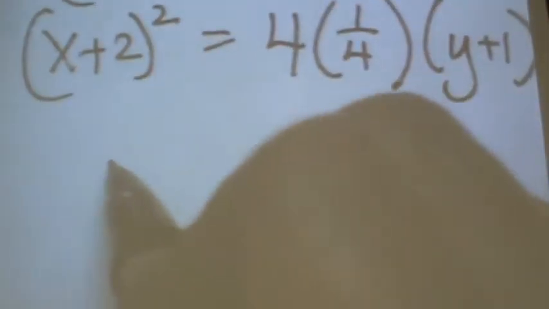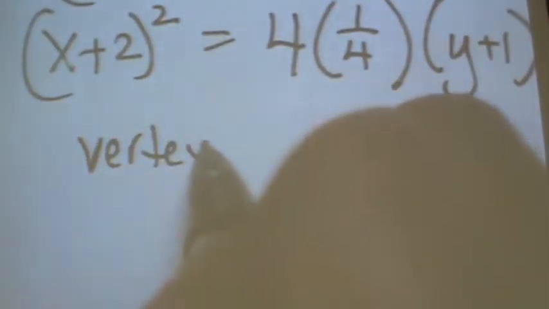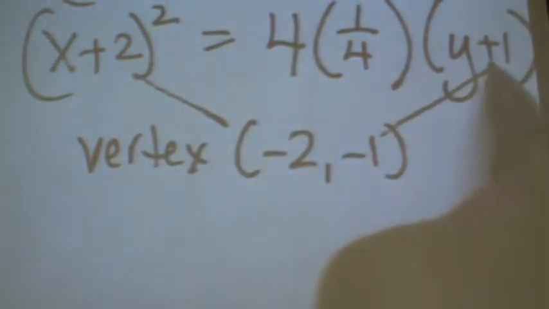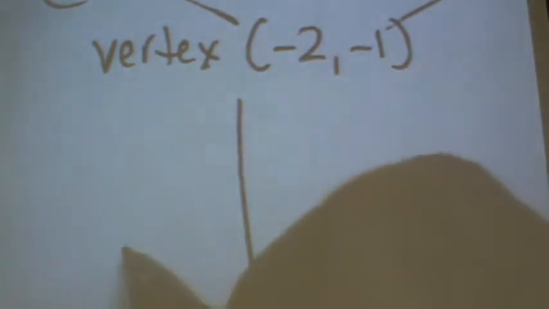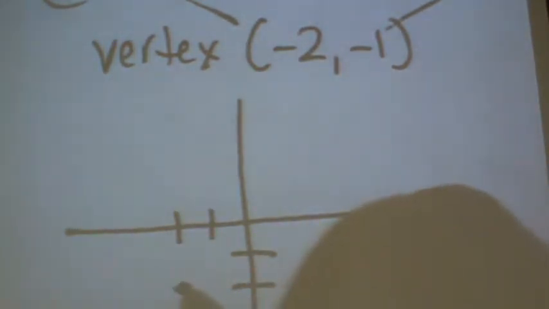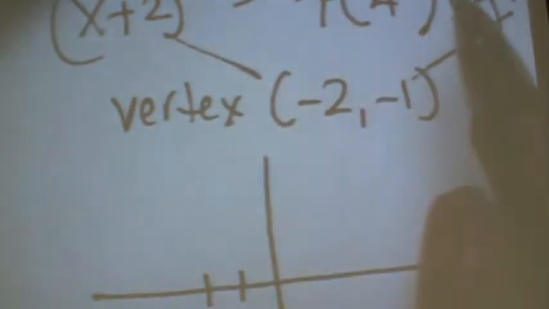So what is the vertex? The vertex on this is -2, -1. This is how you get your vertex. So where is -2, -1? It's like right here. And this is going to be going up because it's a +4.